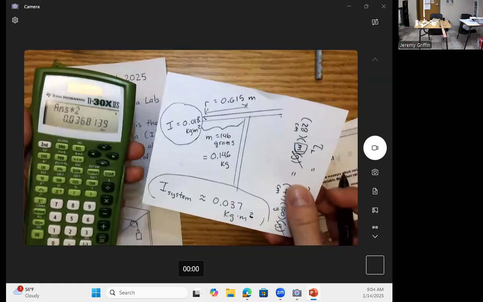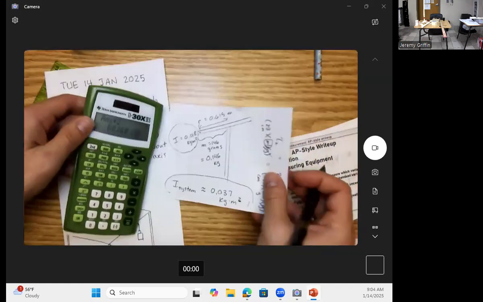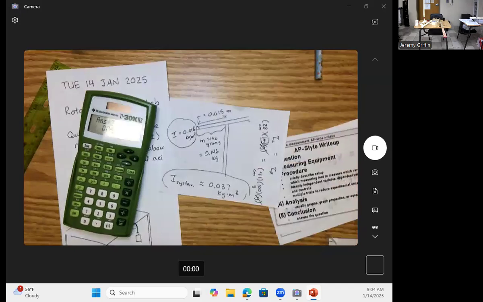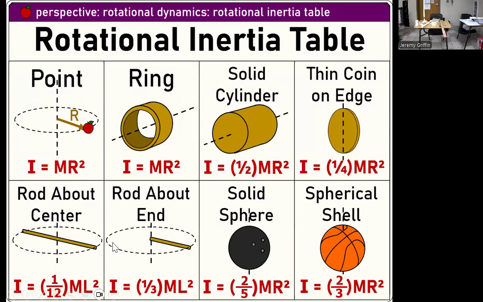Okay, guess that. Now, just to show you guys that this is consistent with maybe the one right next to it. You can see the one right next to it could be the entire arm system above, right? And this is 1/12 ml squared. You guys see that? 1/12 ml squared.